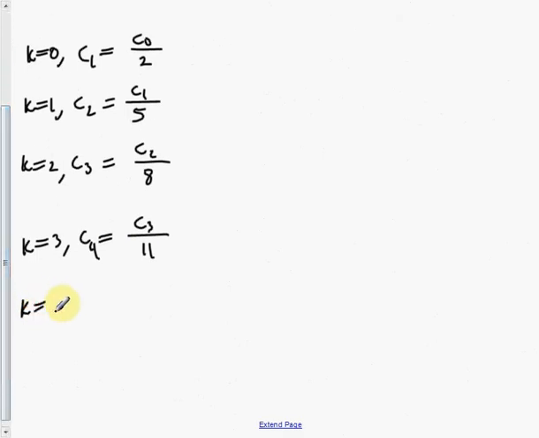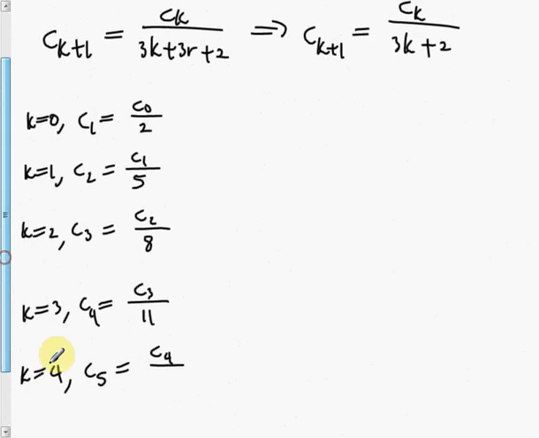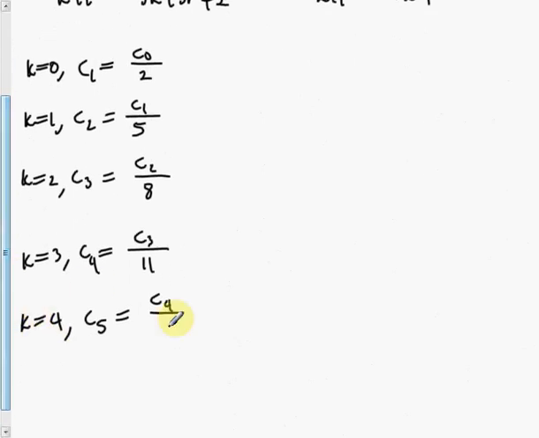When k is equal to 4, and we'll just stop with this one, c sub 5 is equal to c sub 4 all over 3 times 4, which is 12, plus 2, you get 14.